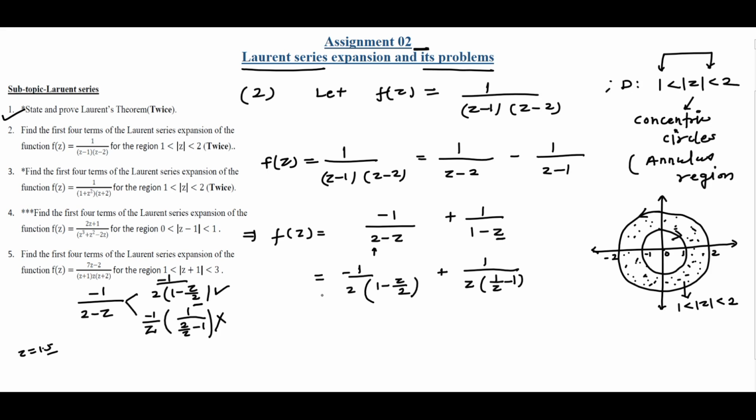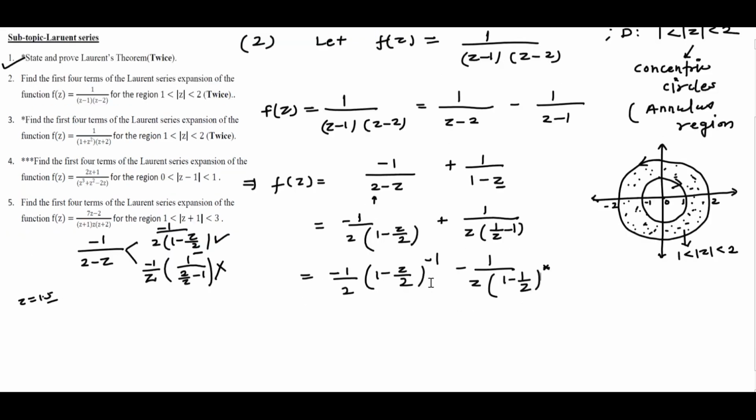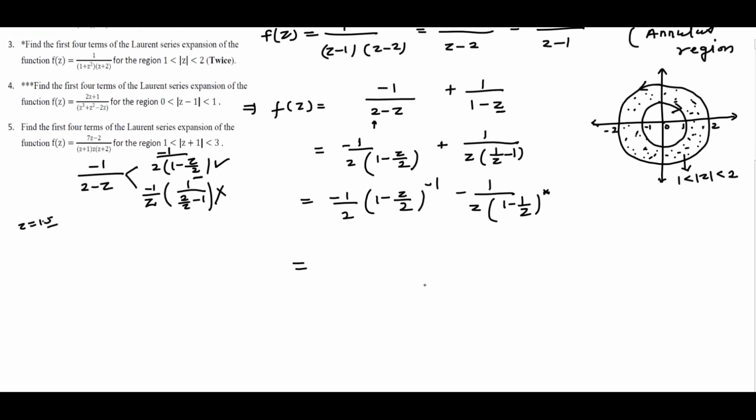Now further we need to write in standard form, that is -1/2 (1 - z/2) whole inverse. Take the negative as common, that is -1/z in bracket (1 - 1/z). So further we can write this as -1/2 (1 - z/2) inverse, and -1/z (1 - 1/z) inverse.